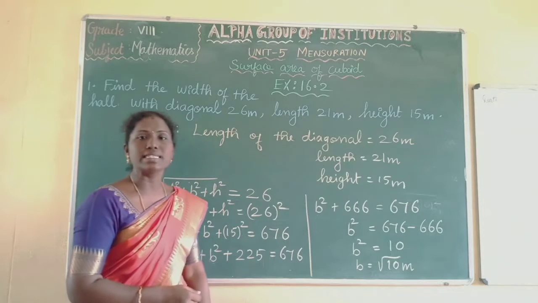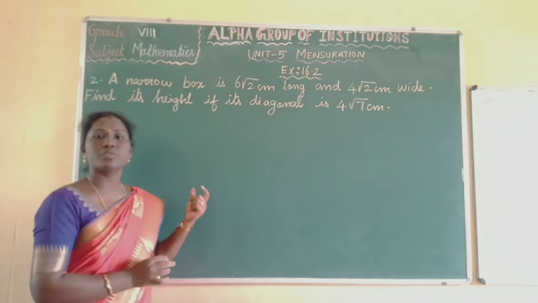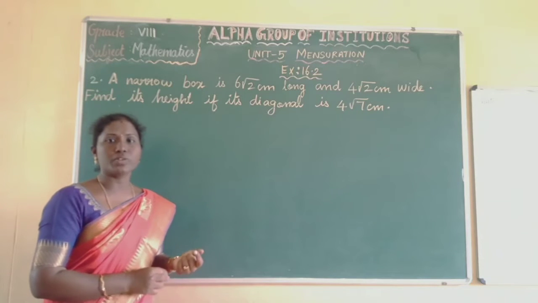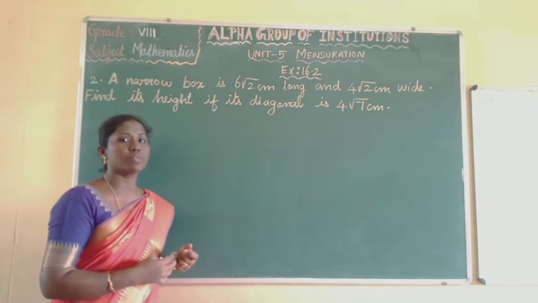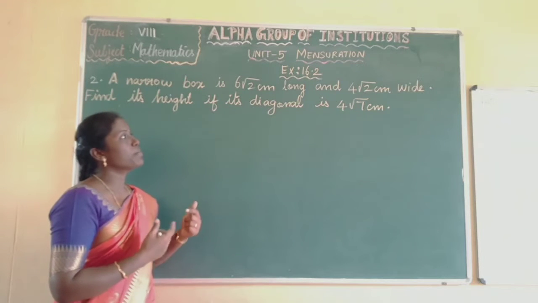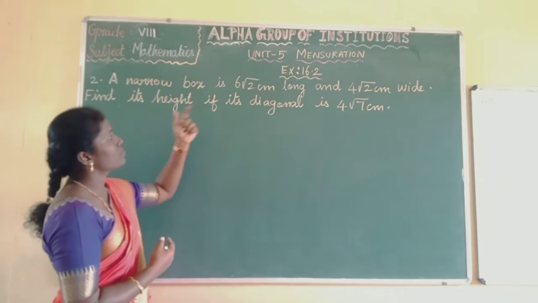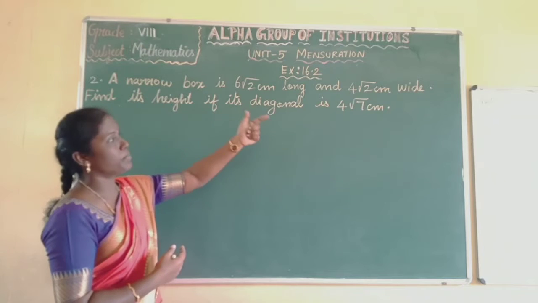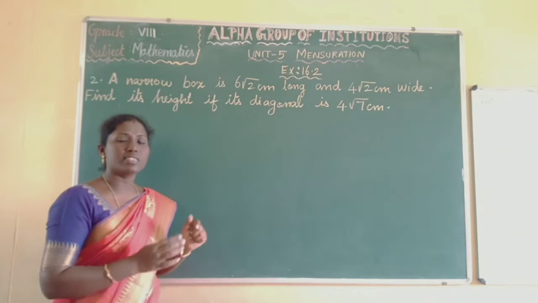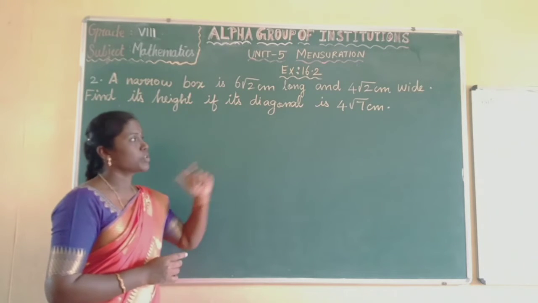Okay, now we will solve the second problem. Actually this is also similar to the first problem only. But why I am solving it is that here we are having the square root, so that you can be clear with how to solve the numbers inside the square root. Here they gave the length of the diagonal, the length and breadth. We have to find the height. In the last problem we found the breadth. Here the same model only, but we have to find the height of the cuboid.